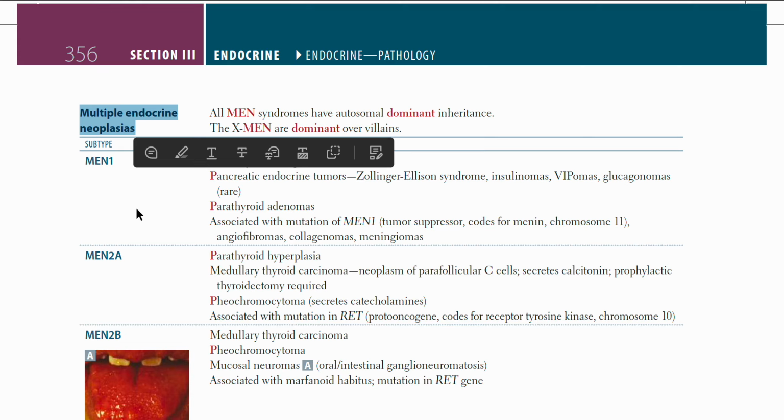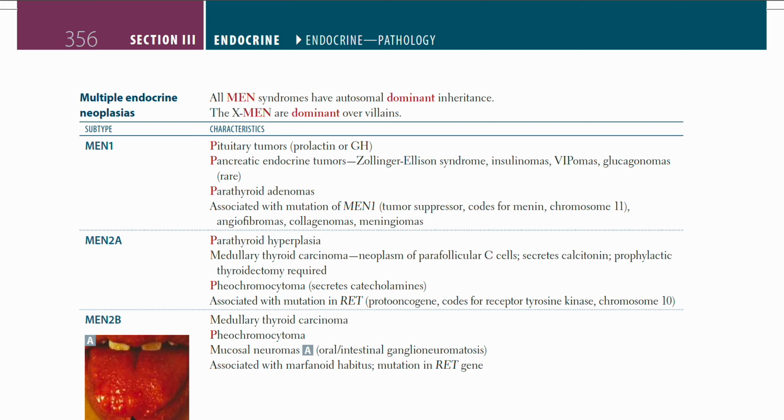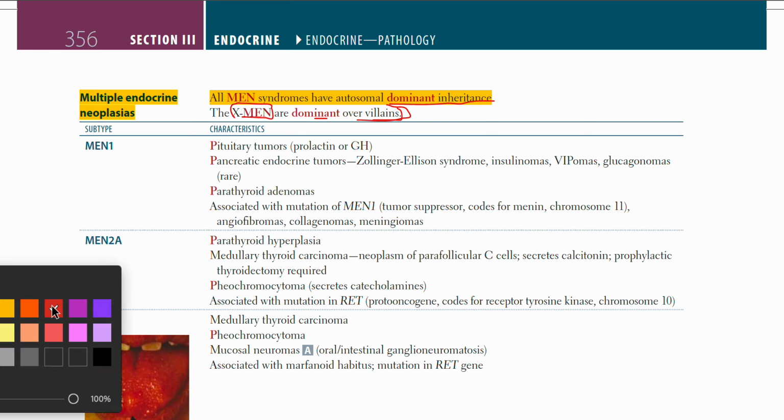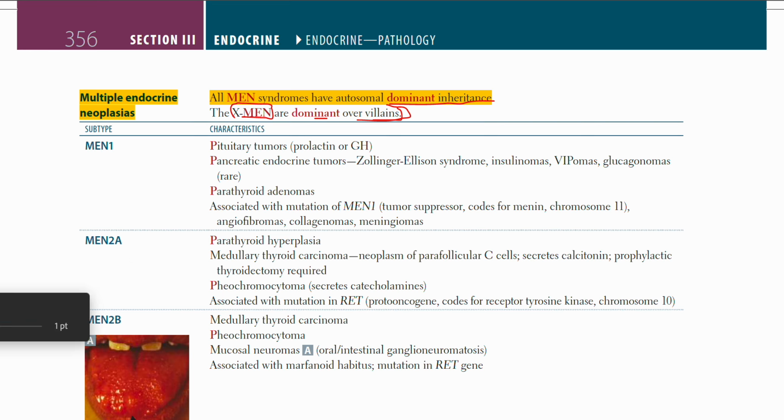So let's begin. Multiple endocrine neoplasias. These are congenital syndromes, and they happen with autosomal dominant inheritance. Here is a mnemonic to remember that: the X-Men, that is MEN, are dominant over villains. X-Men is the movie series, obviously, so they are dominant over villains, right? There are subtypes of these: MEN1, MEN2A, and MEN2B.